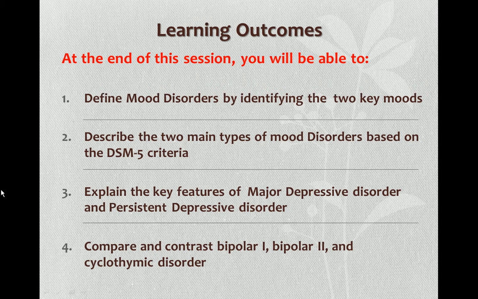In this session, our main objectives are to define mood disorders by identifying the two key moods, to describe the two main types of mood disorders based on the DSM-5 criteria, to explain the key features of major depressive disorder and persistent depressive disorder, to compare and contrast bipolar 1, bipolar 2, and cyclothymic disorder.